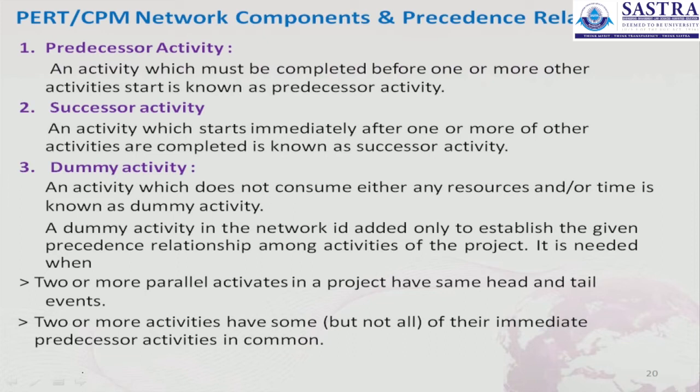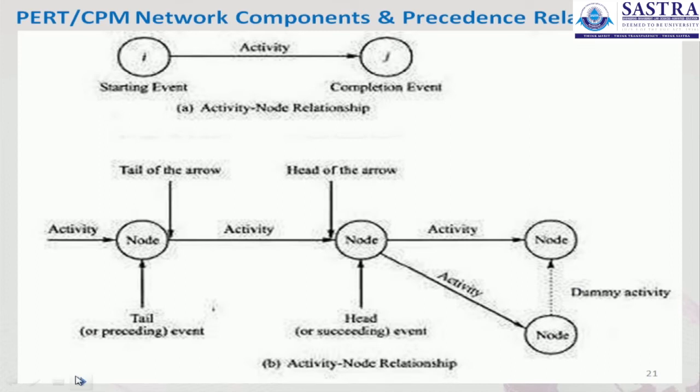So, what is meant by predecessor? An activity which must be completed before one or more other activities start is known as a predecessor activity. Through the diagram I can just show it to you. And a successor activity is an activity which starts immediately after one or more other activities are completed. So here there is a starting event, that is I, and the activity takes place to J, the completion event. So here is I and J will be the completion event.